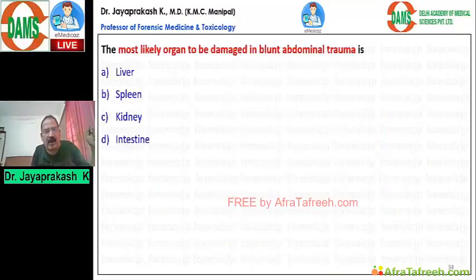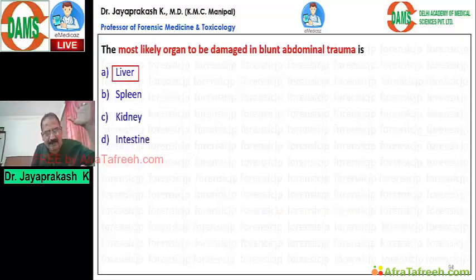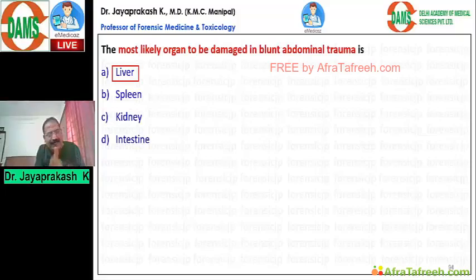The most likely organ damage in blunt abdominal trauma. I tell you, if this question comes in part B, you have to write liver. At the same time, surgery teachers or surgery books say the most common organ is spleen. If it comes in part C, then you write spleen.